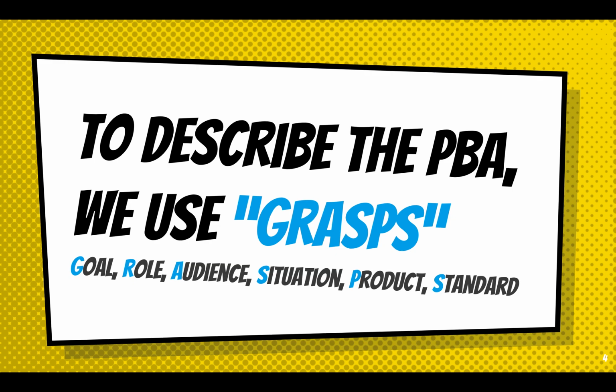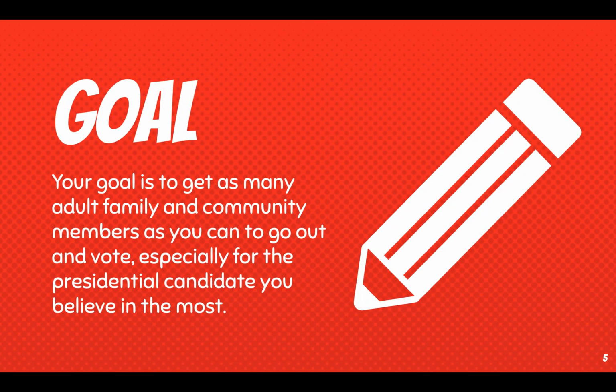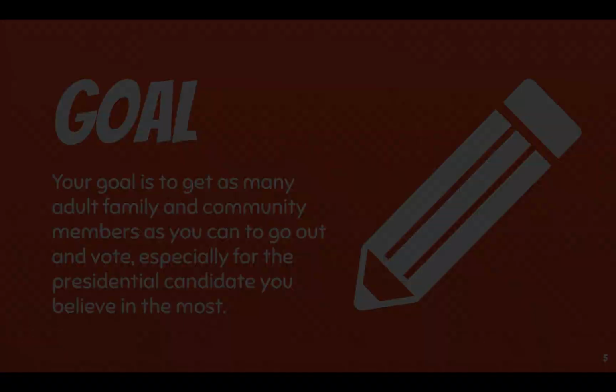So to describe the PBA, we use something called GRASPs. We talk about the goal, the role, audience, situation, product, and standard. So let's go over the goal. Your goal for this project is to get as many adult, family, and community members as you can to go out and vote, especially for the presidential candidate that you believe in the most.